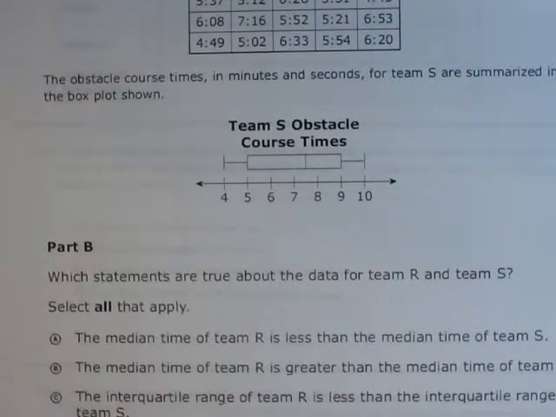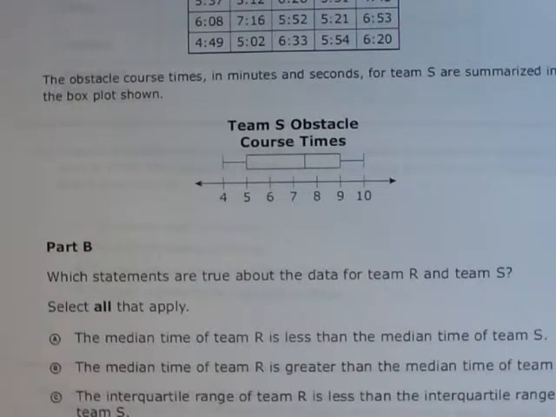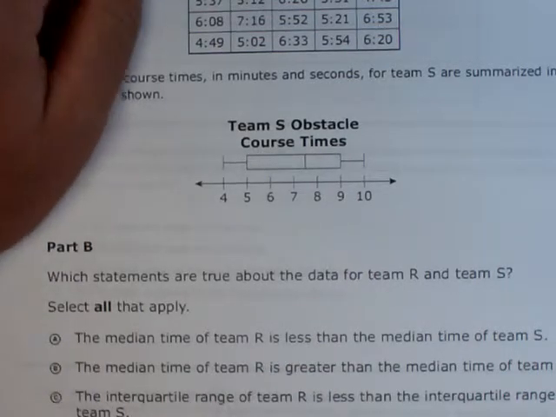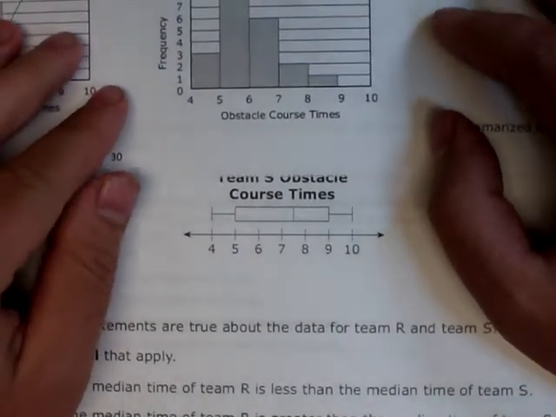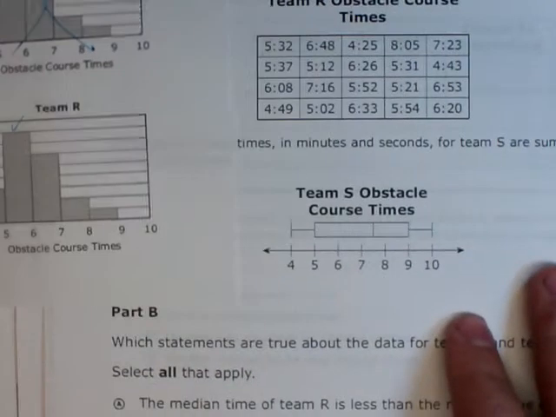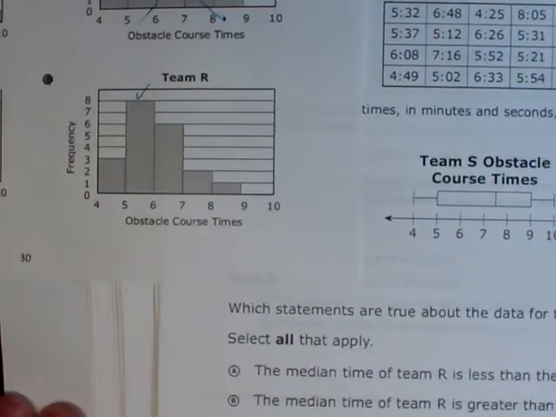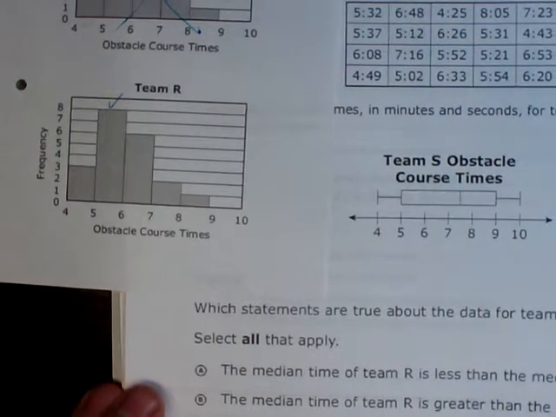Okay, 34 part B. Which statements are true about the data for team R and team S? Select all that apply. The median time of team R is less than the median time of team S. Team R is a bit hard to look at in this format, so I'm going to replace that with the histogram that represents team R. I'll put these side by side here for us to look at.